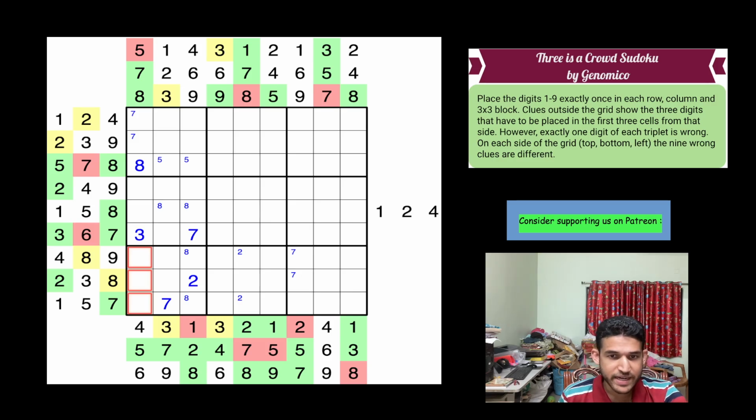Oh, because 8 is in one of these cells, this 8 cannot be correct. Wow, it's a tricky one. That 8 is incorrect. This 8 is right. So this has to be right now because exactly one clue is incorrect in each triplet. And I have got 2, 3 greens. So there's only one option left for the 3 to be incorrect.